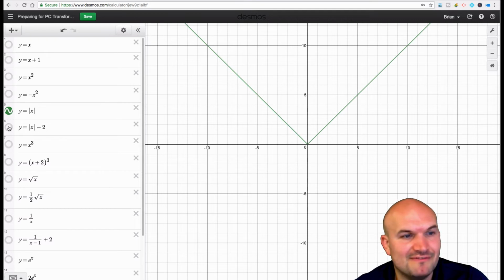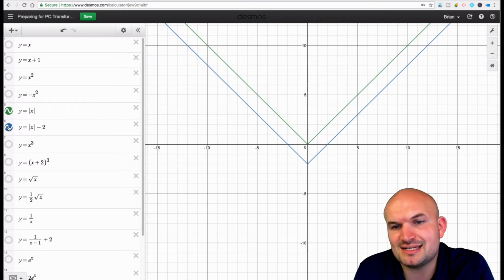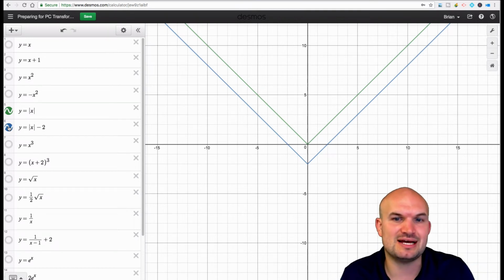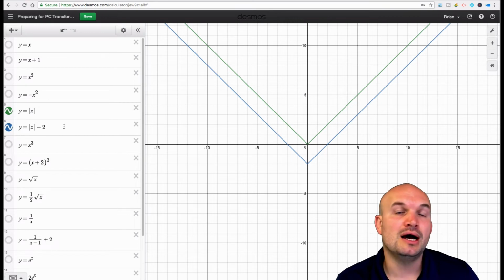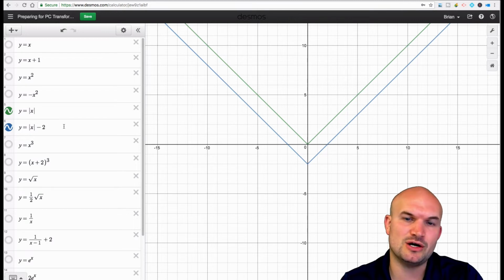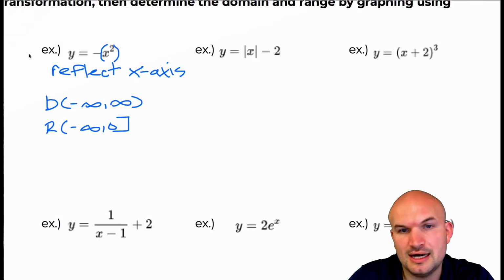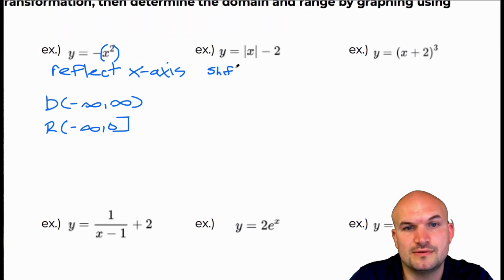So there's my V graph, and then when I do a minus 2, you can see that the whole graph is being shifted down 2. So when you subtract a 2 on the outside, that is shifting the graph down 2. Again, my domain was never restricted, but you can see that my range, which was restricted to 0, has now been restricted down to negative 2 because that transformation has changed the graph. Therefore, this graph is just a shift down 2, so I'll write shift down 2, and my domain is unchanged, so that's negative infinity to infinity.